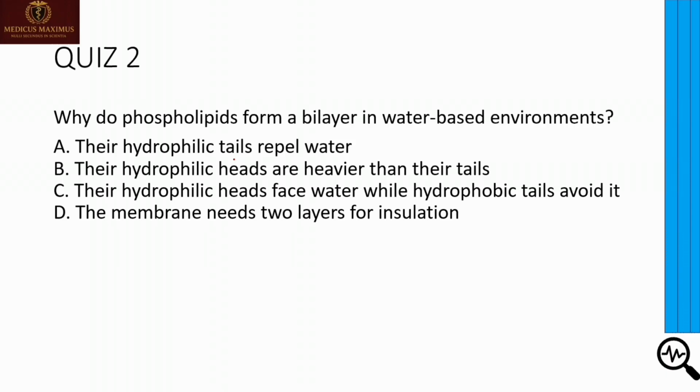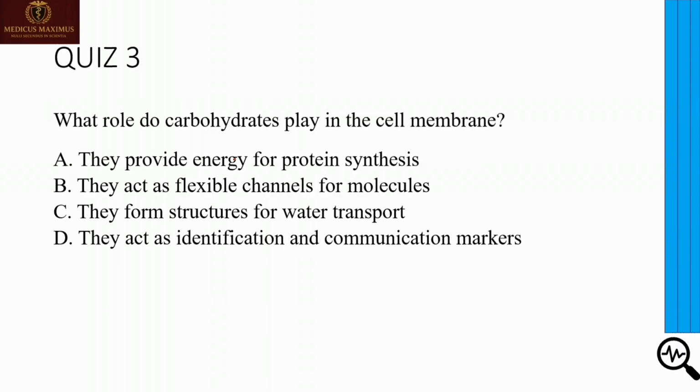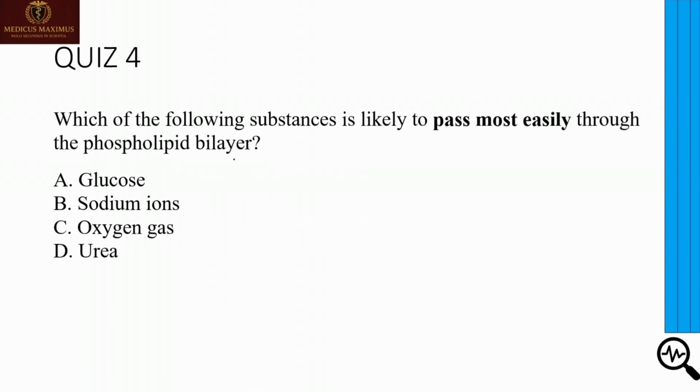Q2, why do phospholipids form a bilayer in water? Answer is C, the hydrophilic heads face water while hydrophobic tails avoid it. Q3, what do carbohydrates do in the membrane? Answer is D, they act as identification and communication markers. Q4, which molecule passes most easily through the bilayer? Answer is C, oxygen gas, a non-polar small molecule.